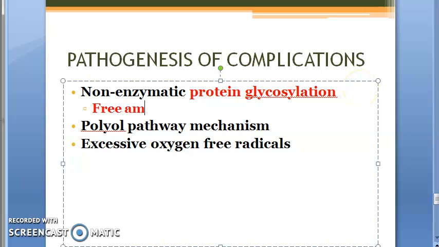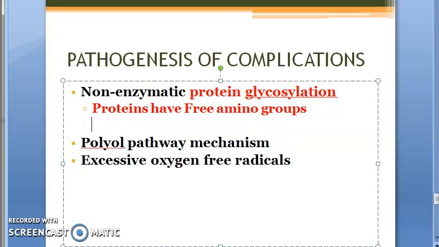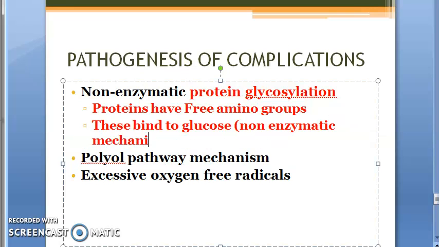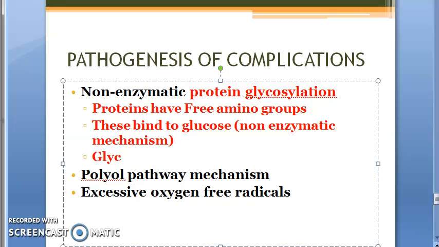Free amino groups of proteins. Proteins have free amino groups. These free amino groups bind to glucose in a non-enzymatic mechanism, and this is called protein glycosylation. Now, what happens if this happens? Various proteins will undergo chemical alterations.